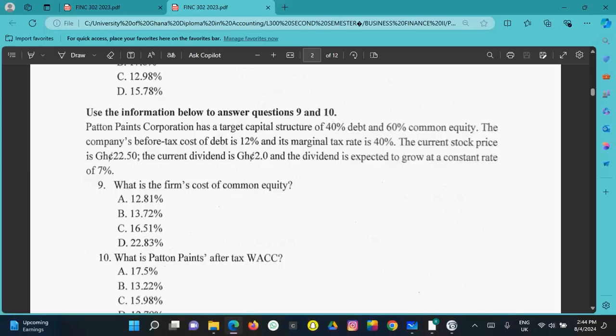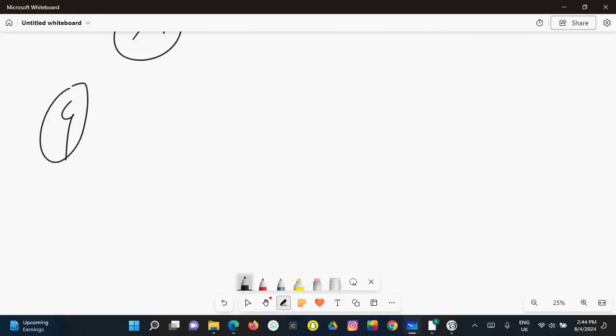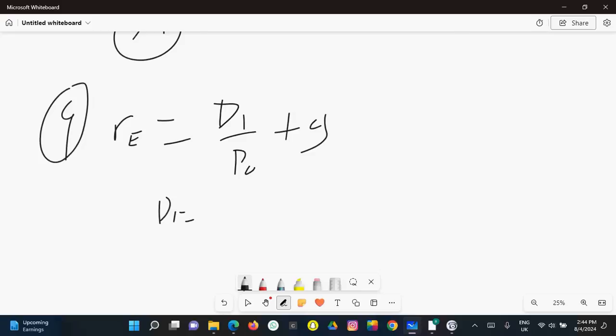So as you already know, cost of equity means you are looking for the R for the equity, and it is going to be D1 over P0 plus g. We only know D0, so D1 is going to be 2 times 1 plus the growth rate of 7%, so 1.07, which is going to give us 2.14.